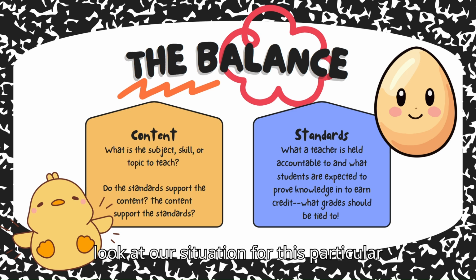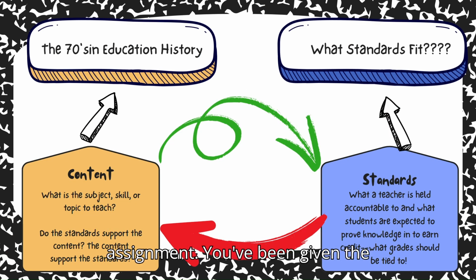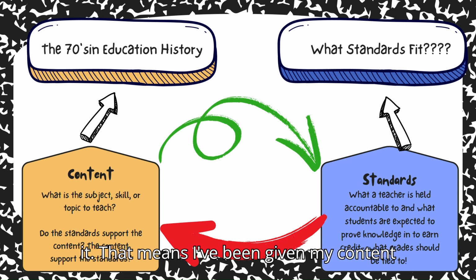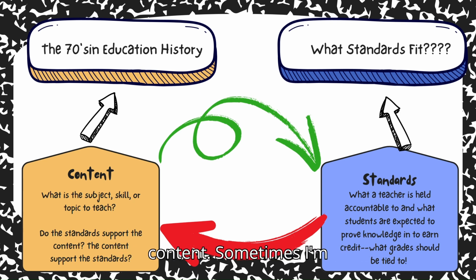So let's look at our situation for this particular assignment. You've been given the content first. This will happen sometimes as a teacher. Sometimes I walk into a department and they say, here is your curriculum map. This is what you're going to teach and when you're going to teach it. That means I've been given my content first, and I have to backwards plan and look at what standards fit that content. Sometimes I'm given nothing.